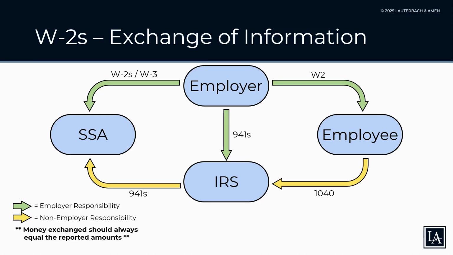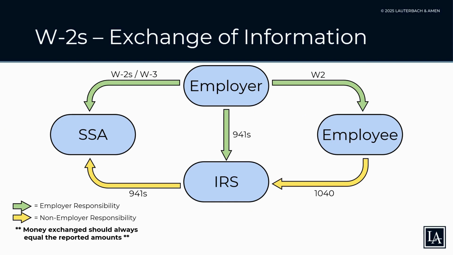The employee's got to fix the 1040. The IRS has got to send the corrected 941s to the SSA. The SSA has got to get corrected W-2s from us. We got to send a corrected W-2 to the employee. So make sure it's right before you issue any of those forms.